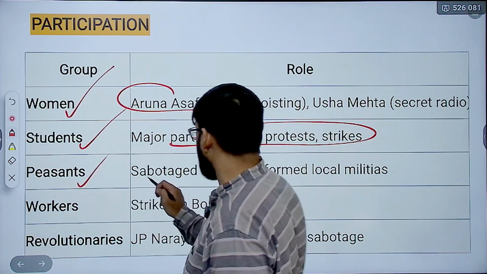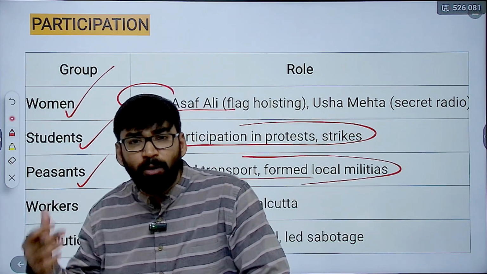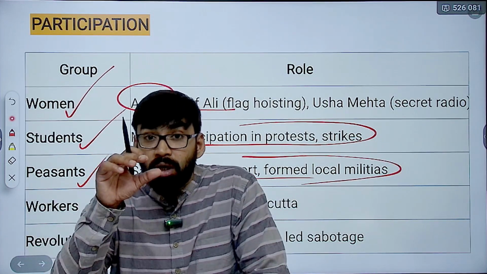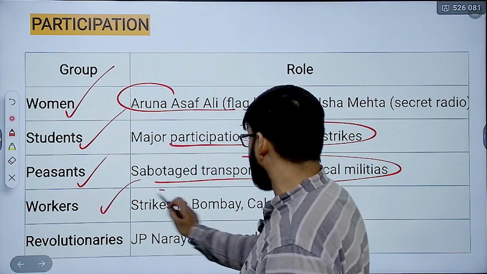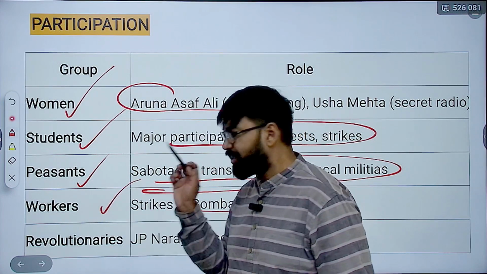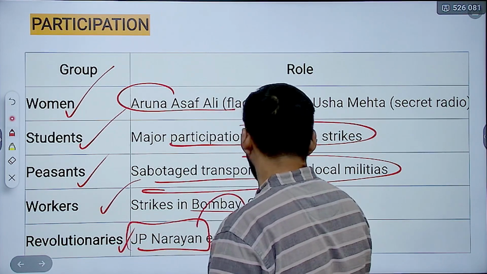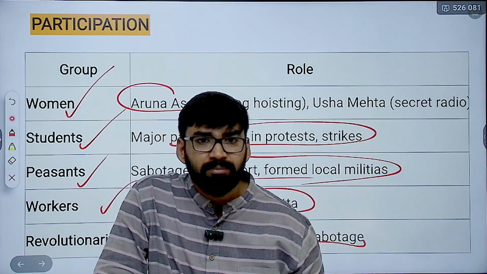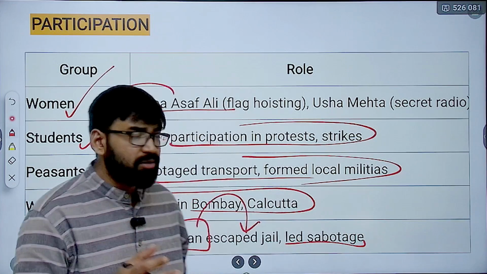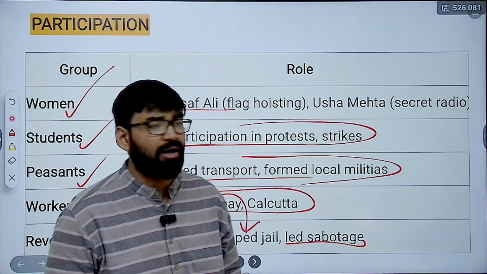Then peasants sabotaged transport. Then they formed local militias to fight against the British rule. And then workers' strikes in Bombay, Calcutta, etc. Then revolutionaries like J.P. Narayan escaped from jail, and this led to sabotage. Then rural masses came out in UP, Bihar, Maharashtra, Bengal, Karnataka, etc.